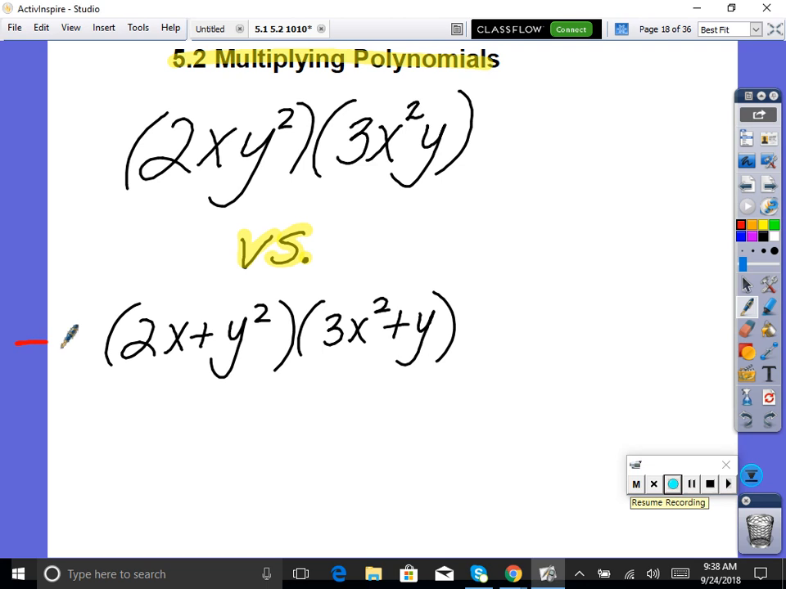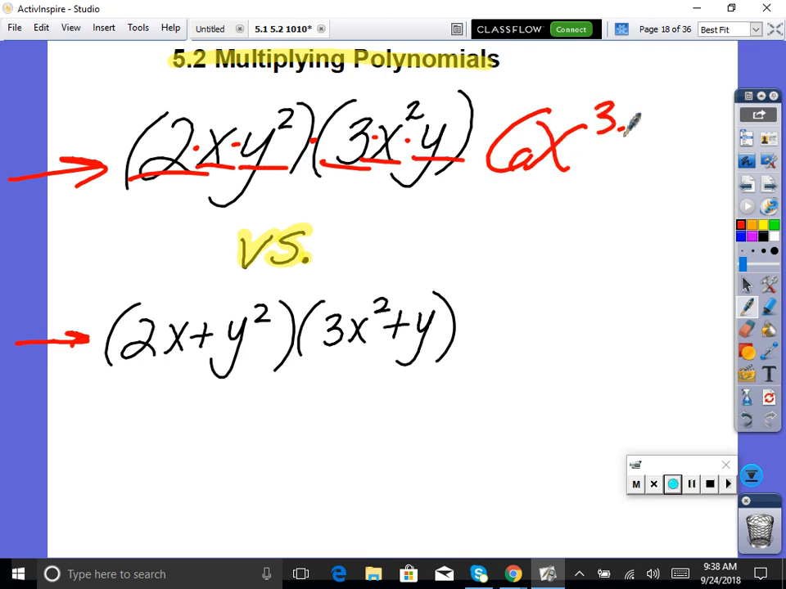Now look, once people see this, they get confused on the test for this. There's a big difference. Because of the parentheses, people get thrown off up here. Well, it's just multiplication, right, everyone? This would not be a distribution problem. This would be 2 times 3, which is 6. X times x squared is x cubed. Y squared times y is y cubed.